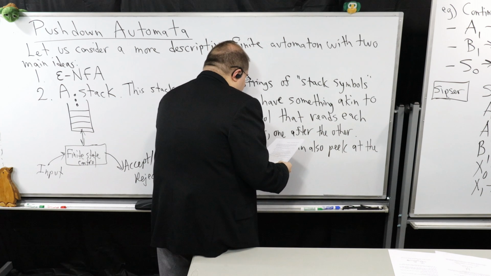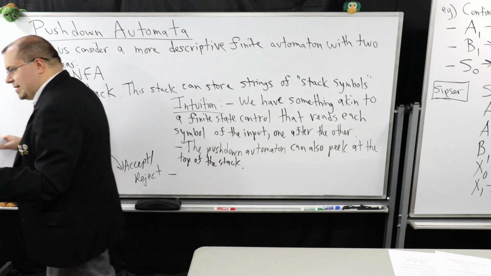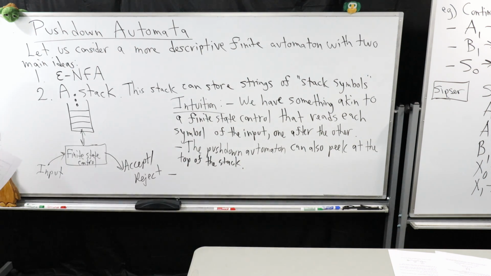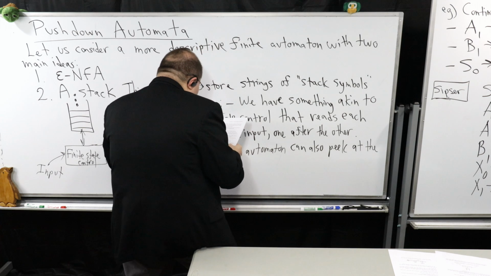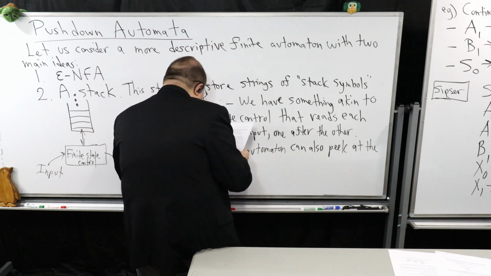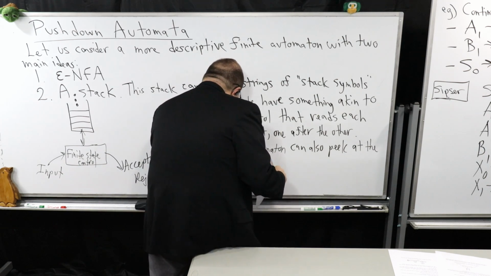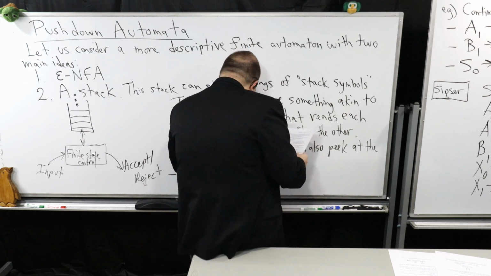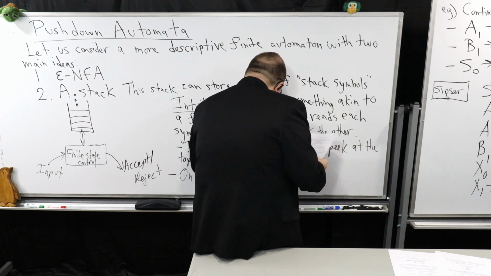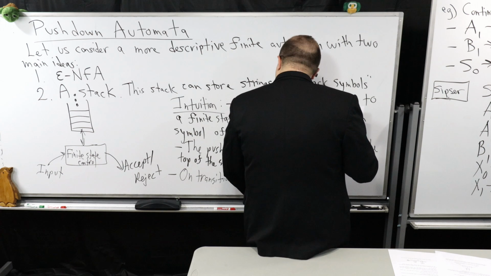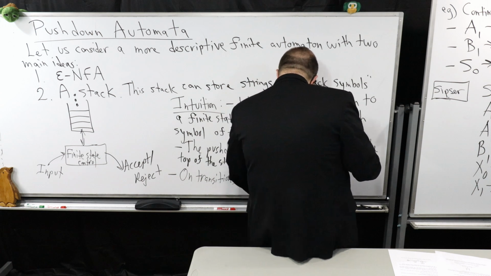At the top of the stack. And then on transitions, you're going to really have two possibilities that can happen. So let me just note this down here. So on transitions, either you're going to have the first possibility.